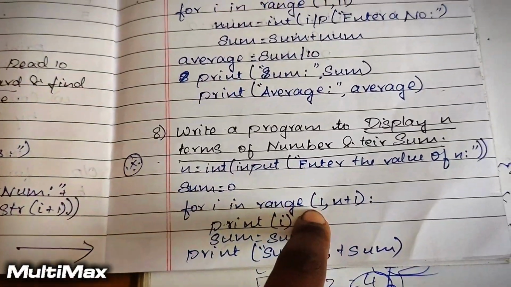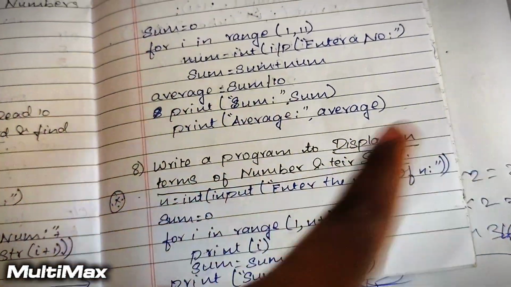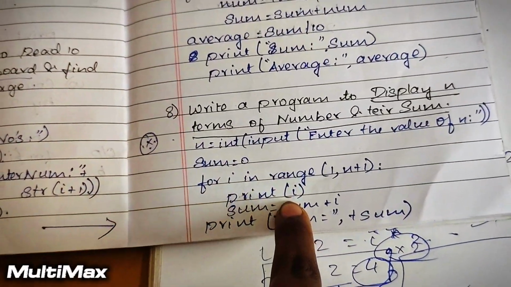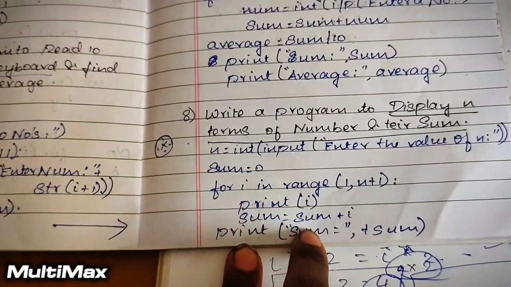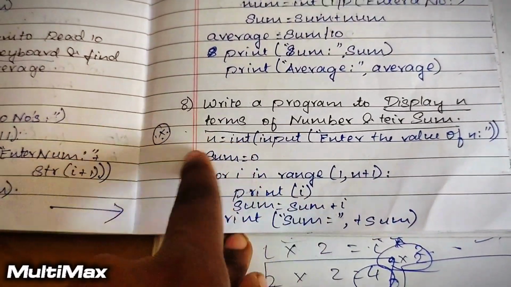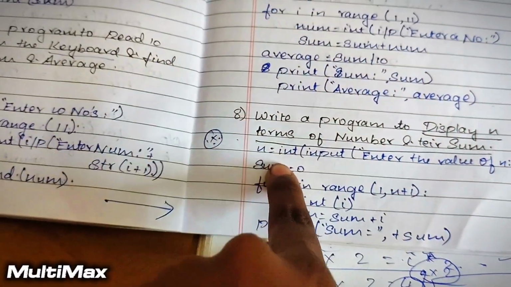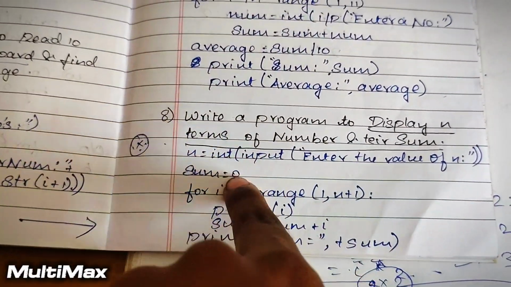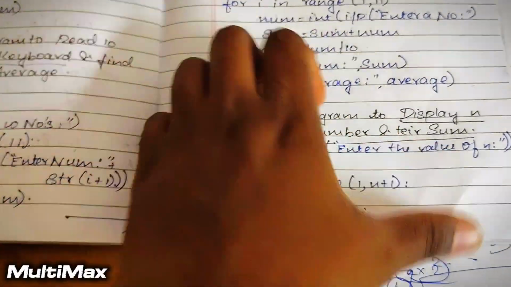Okay, for i in range 1 to n plus 1. N plus 1 means the user entered value plus 1. That will be shown in the output, will be printed. And next sum equal to sum plus i, which is 0 plus i. The output we will get is that one plus this 0. If the user enters 7, then 7 plus 0, 7. That will be displayed, and sum equal to 7. That will be displayed, but I told you, for a sample only.